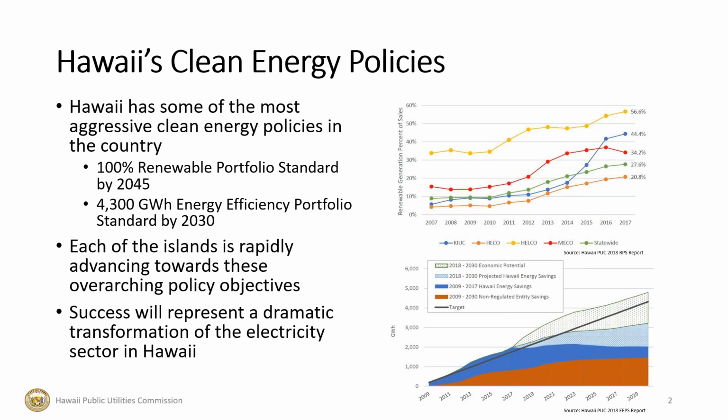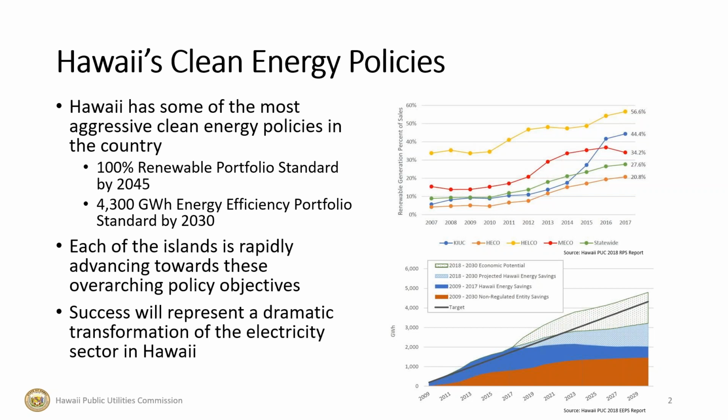And at the end of 2017, Hawaii had achieved about 28% overall for the state towards the renewable portfolio standard of 100%, and more than 2,000 gigawatt hours of first-year energy savings towards the energy efficiency standard. So this is remarkable progress, but we still have a long way to go. And it seems like every time we hit some new milestone, there are new challenges that emerge on the horizon that we continually have to evaluate and address.